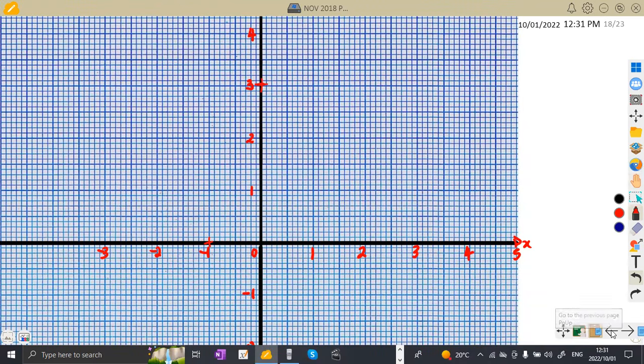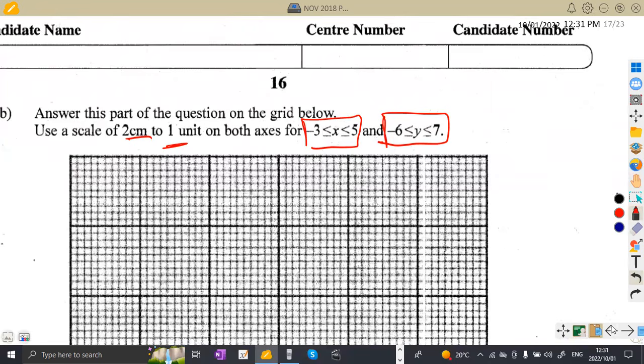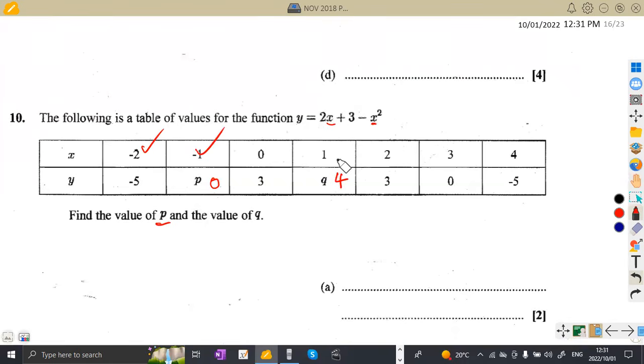What about 1? Right, let's see. So we've got 1, 4. So this one 0, 3. So we've got 1, 4, 2, 3. Okay, 1, 4, and 2, 3.